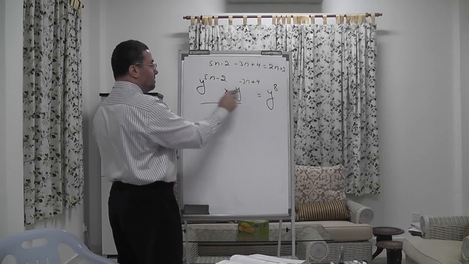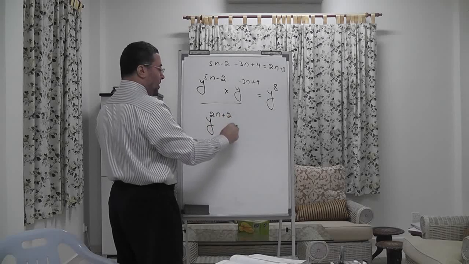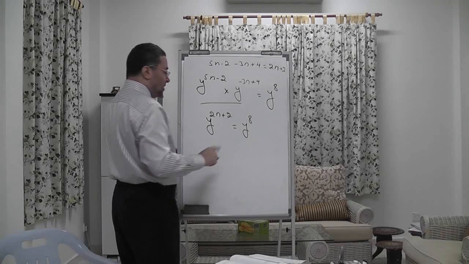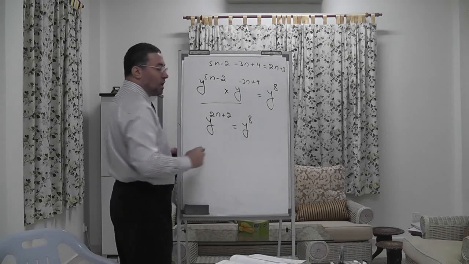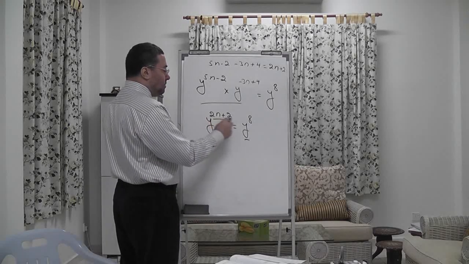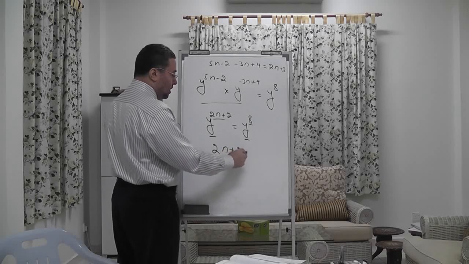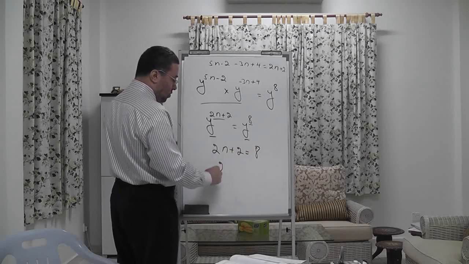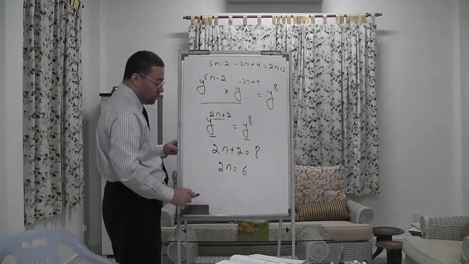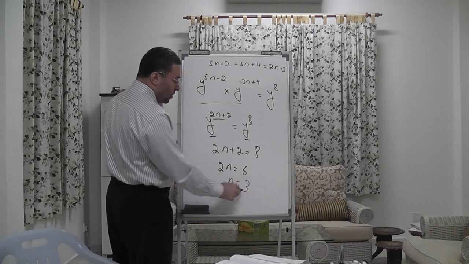So the answer to this multiplication will be y raised to 2n plus 2, and that's equal to y raised to 8. As in the previous example, if these two numbers are going to be equal, and since they have the same base, then the powers must be equal. So 2n plus 2 equals 8, and 2n will equal 6. Take 2 to the other side and change the sign. Divide by 2, and n will equal 3.